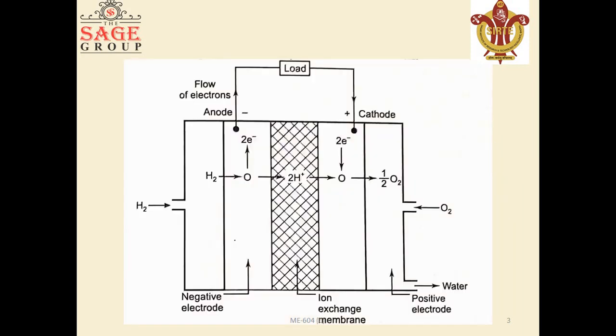This is the schematic diagram of the PEMFC fuel cell. Here we can see the hydrogen and the oxygen. Hydrogen is used as a fuel, and it is split into hydrogen ions and electrons. So the fuel is hydrogen and the charge carriers are hydrogen ions, that is, protons.